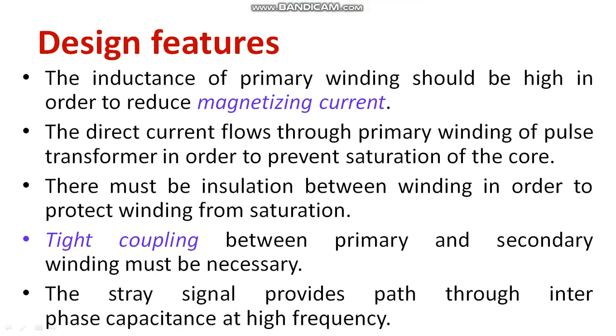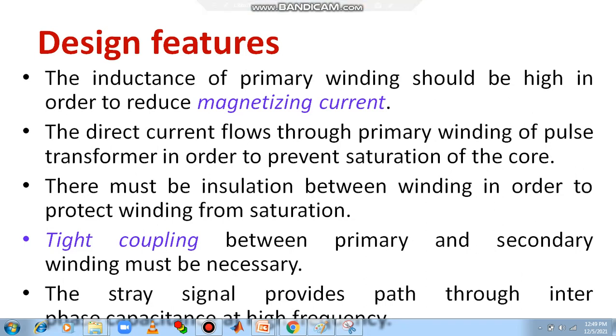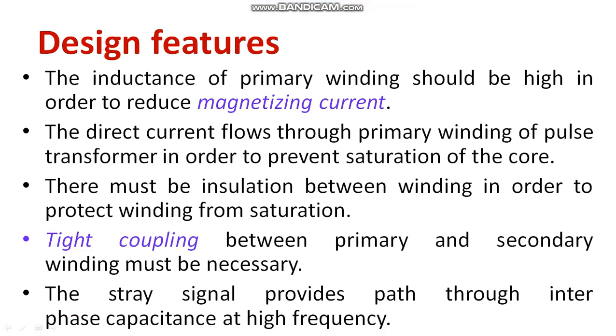When it comes to design, the inductance of the primary winding should be high in order to reduce the magnetizing current. Also, direct current flows to the primary winding of the pulse transformer in order to prevent saturation of the core. There should be a tight coupling between primary and secondary. There must be isolation between primary and secondary, therefore the winding insulation should be very proper. And also the stray signal finds a path through the interwinding capacitance at a high frequency.